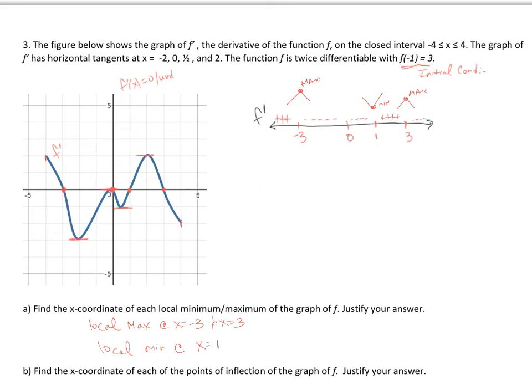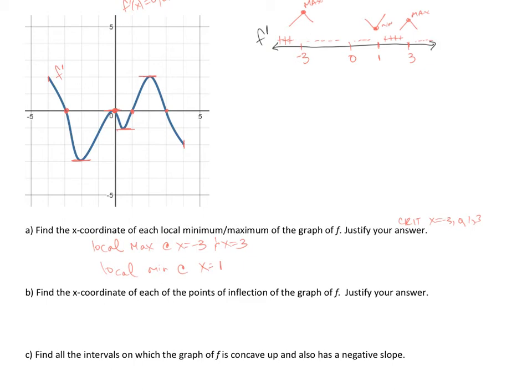And we've tested these. We've already indicated that our critical points, which we indicated above, were at x equals -3, 0, 1, and 3, which were on these line graphs. So the line graph basically gave me all the information I needed.